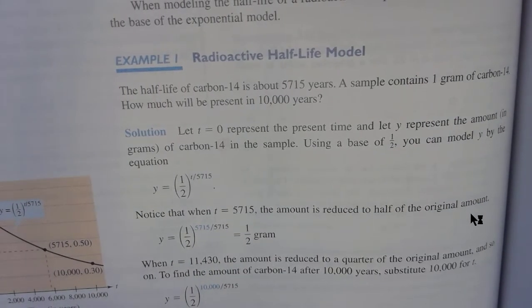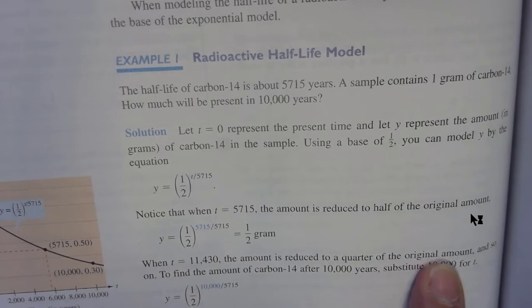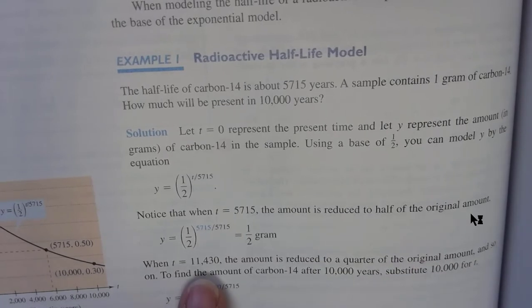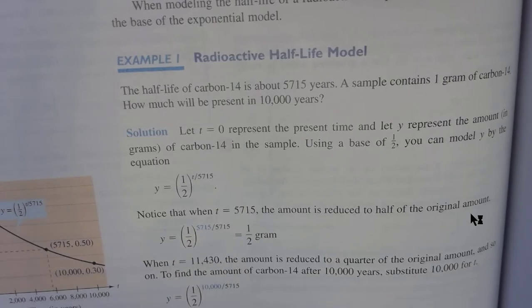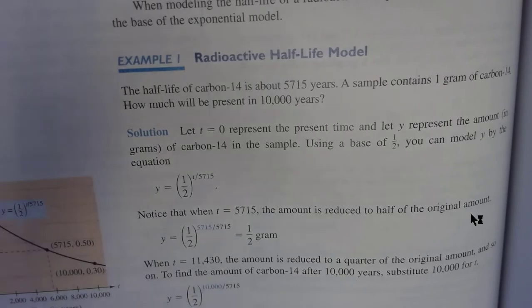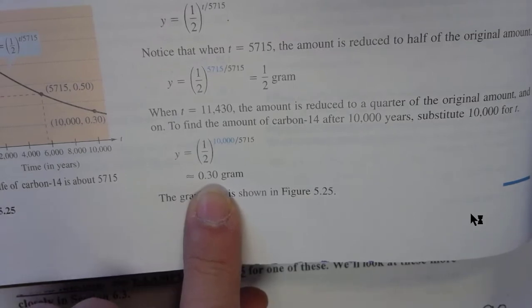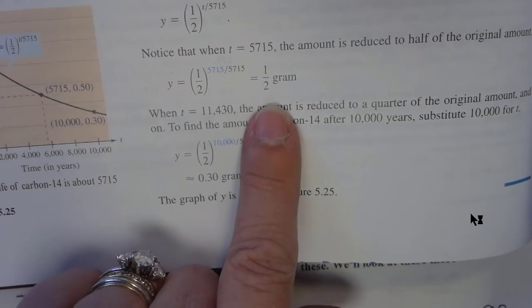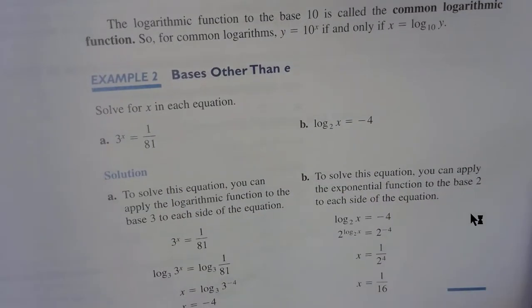That's what that means. So when T is 11,430, the amount is reduced to 1/4 of the amount. Okay, 11,430, which is twice that. So we know that we want our sample after 10,000 years. Okay, our time is 10,000. And that's going to be how much is left after 10,000 years. After 5,000 years, it's a half. So we need it to be less than half, which it is. You've done this in science. Example 2, make sure you know how to do these. Solution is below.